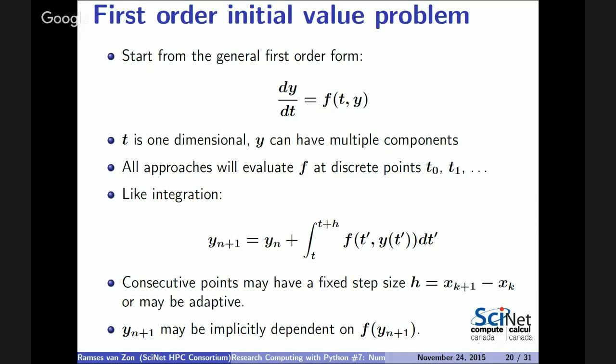So let's assume that that's been done, and we'll start from the general first order form. So y is our function that we want to know. F is basically the direction things are going if y is a certain value, and they can depend on time explicitly too, although I'm not going to look at that too much. Okay.